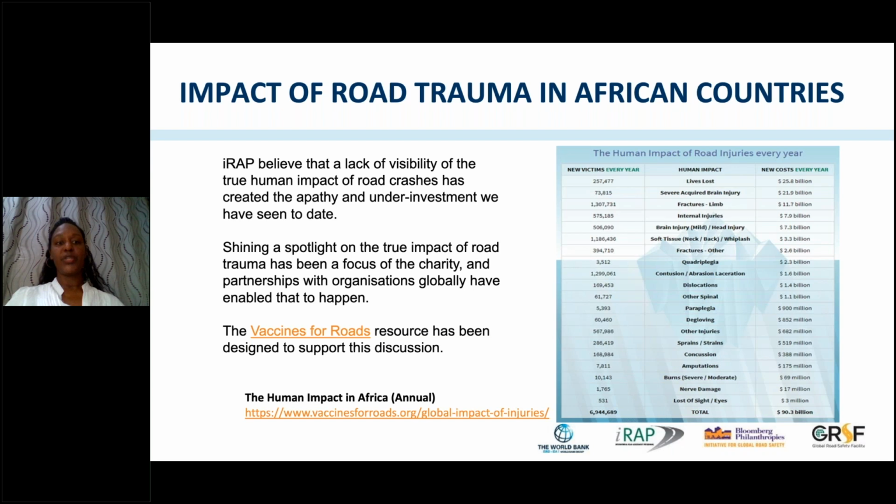So what iRAP is trying to do is shine a spotlight on the true impact of crashes. What's actually happening when the crashes happen, and what's the real impact on people's lives and on our economy. And there is an online resource called Vaccines for Roads, where you can see how badly each country is doing, how many fatalities and injuries, and what kind of injuries are happening in each country, or even each region. So you can look at that on the Vaccines for Roads website. The link is there in the presentation.